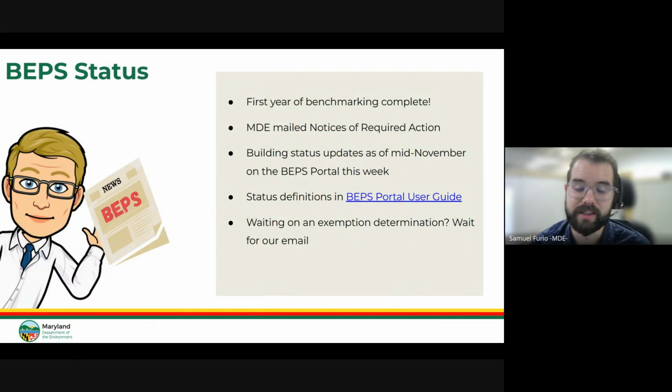Now, if you submitted an exemption determination, some folks are asking, when are they going to hear about that determination? When will they get a result? All you need to do at this point, if you submitted a form, is wait for our email. We will be emailing you with our determination when our compliance program finalizes it. So just hang tight. You don't need to do anything in the interim. Just wait for that email from our team on your determination.